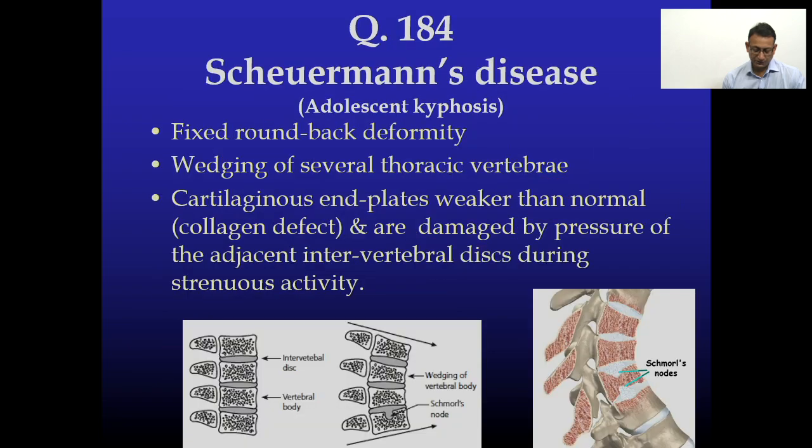Let us have a look at what Scheuermann's disease is. This is also known as adolescent kyphosis. The patient will have a fixed round back deformity. There will be wedging of several vertebrae, as you can see in this picture, okay. Why does this happen? Basically there is a defect in the cartilaginous end plates. These end plates are defective. So whenever the patient goes for sports activity, the disc will protrude inside the vertebral bodies and lead to wedging of the various vertebrae. When the disc protrudes inside the vertebral bodies, that is known as a Schmorl's node, okay.